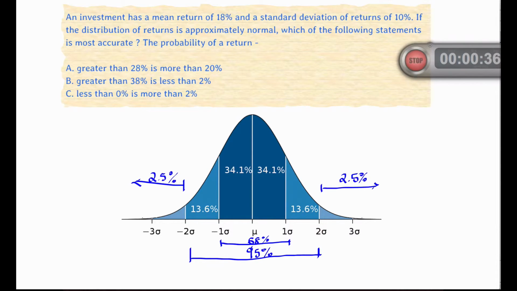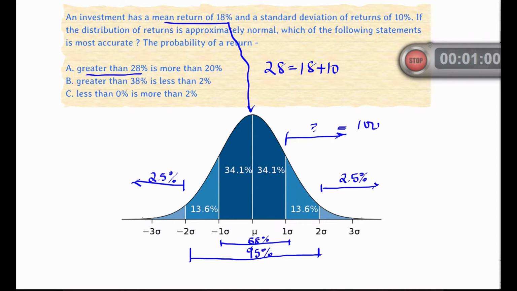Now we're given that the mean is 18%, which would be the center of the curve, and the standard deviation of returns is 10%. So the first option talks about the likelihood of a 28% return. Now 28 is 18 plus 10, which is obviously the mean plus 1 standard deviation. And if the return is going to be greater than 28%, we're talking about the area of the curve to the right of this point.